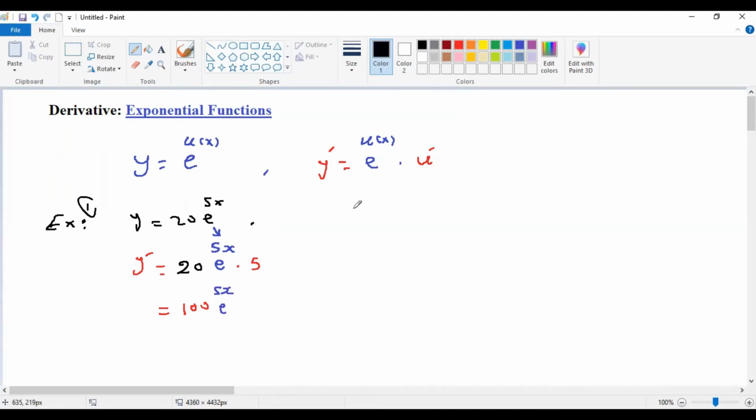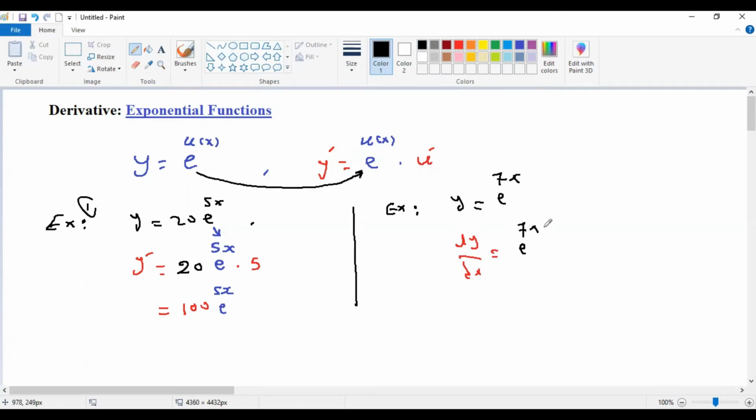Another example. Example 2. y equals e to the power 7x. So the derivative, y prime, dy/dx, is e to the power 7x, the same e, multiplied by the derivative of the power, u prime. u is 7x, so the derivative of 7x is 7, multiplied by 7. So the answer is 7 e to the power 7x.